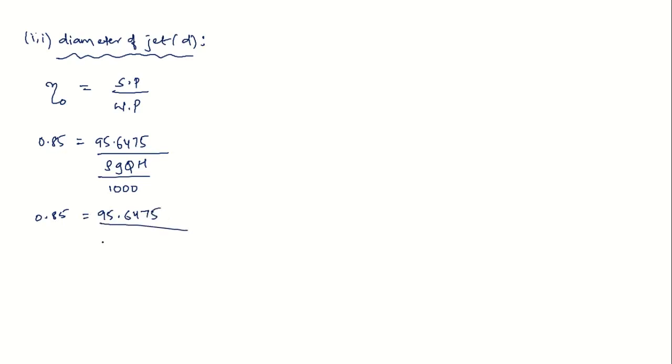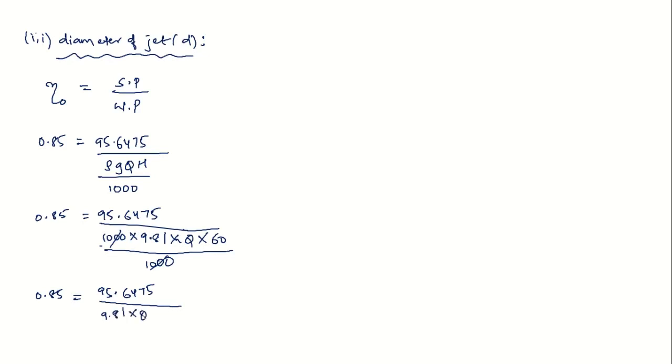95.6475 divided by rho is 1000 into g is 9.81 into Q into H, which is 60. And this is again divided by 1000. So 1000 will get cancelled. We would end up with 0.85 equal to 95.6475 divided by 9.81 into Q into 60. So from here, let's take out Q. So Q is equal to 95.6475 divided by 9.81 into 60 into 0.85.